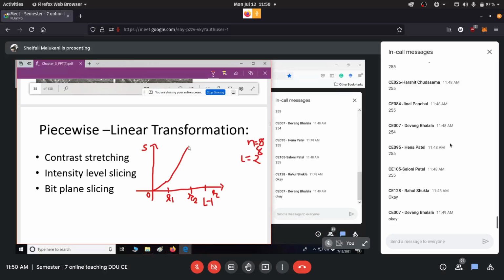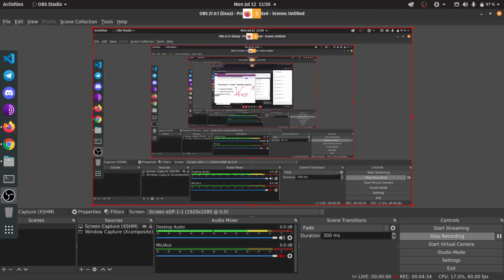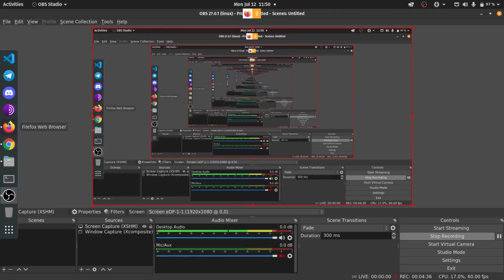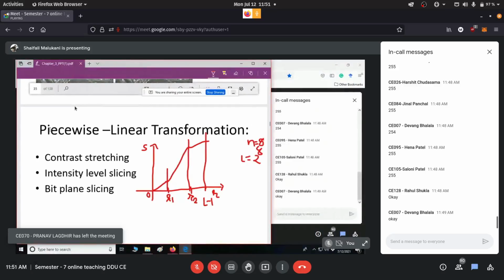And then from R2 to L minus 1, again there is a piece and you have another equation of a line. So from this region to this region, there is one equation of a line. In this piece of input, another equation of a line, and in this piece of input, another equation of a line. So that is what piecewise linear transformation is.